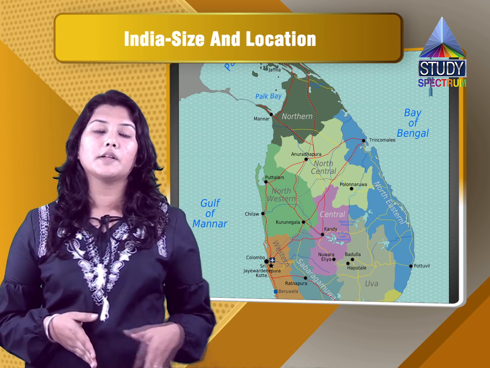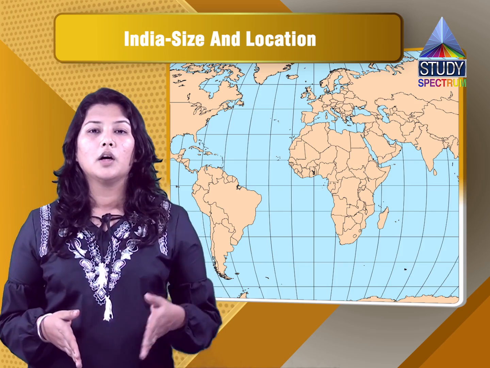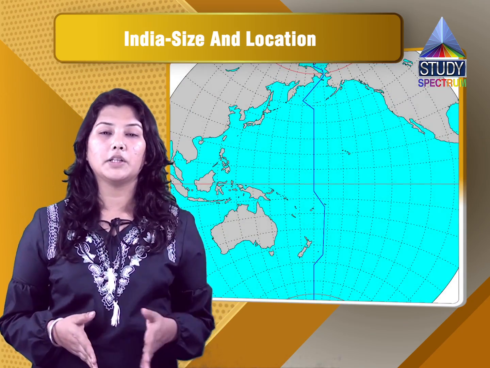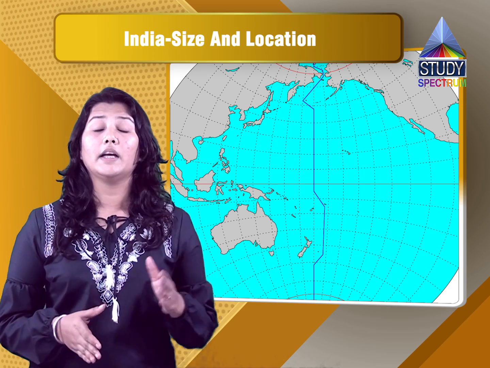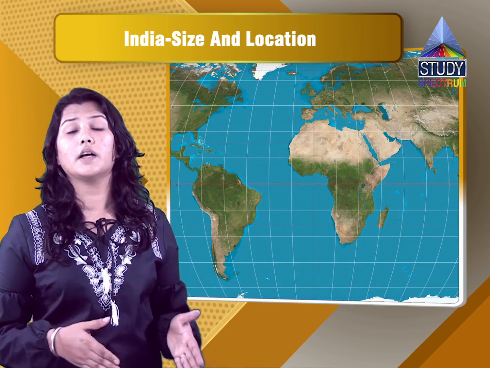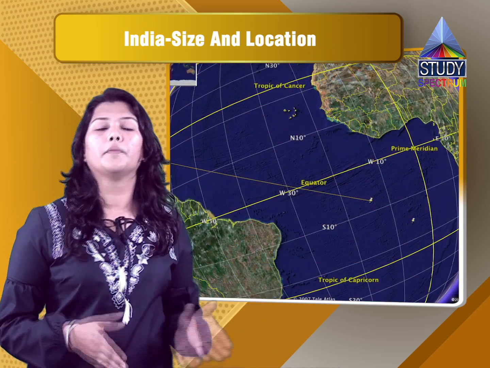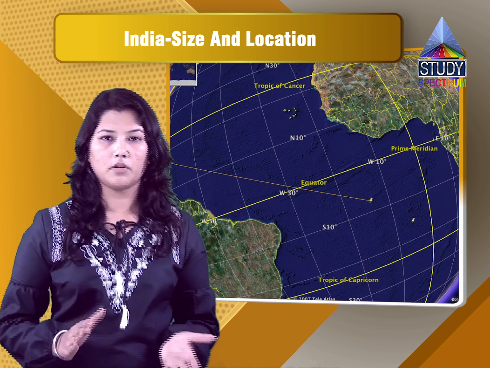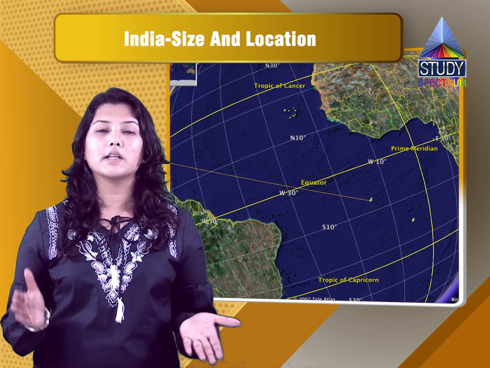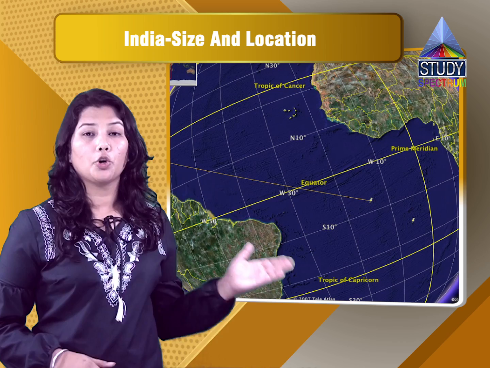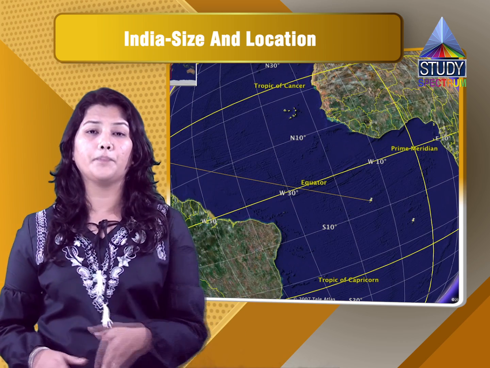Now, next we're going to understand the latitudes, longitudes, Tropic of Cancer, Tropic of Capricorn, the equator, and the prime meridian. All these will help us to understand India's location on the Earth's surface, or to put it simpler, you can understand the Earth's location on a globe. As we all know, the Earth is basically a globe, a ball that is slightly flattened at the poles, because of which it is known as a geoid.